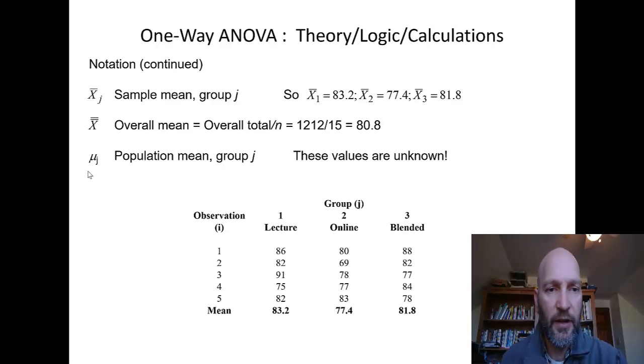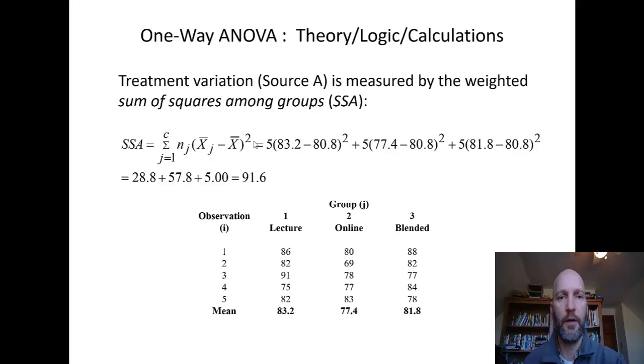Mu sub j is the population mean for group j, and of course we don't know those because that's what we're trying to estimate. So let's get into the calculations now.